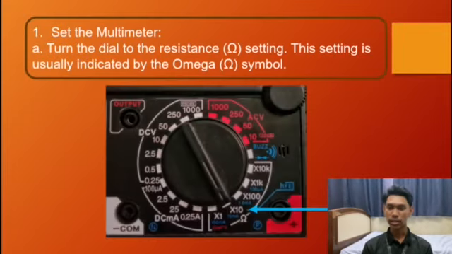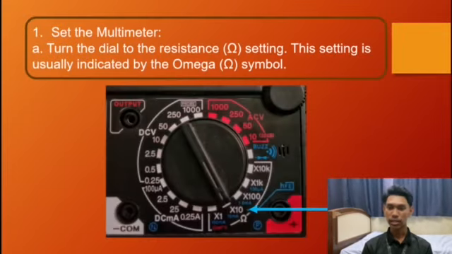Second, zero the multimeter. Touch the two test leads, red and black, together. This should ideally read 0 on the multimeter scale. If not, adjust the 0 ohm adjustment or ohm adjust knob, if available, to set it to 0.